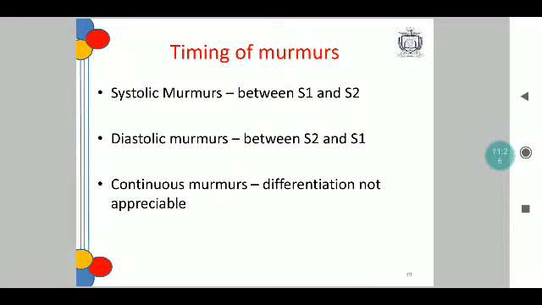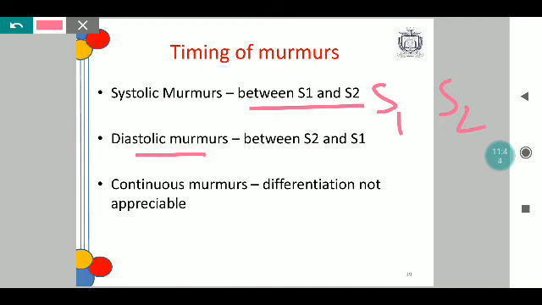So with that, we move on to the timing of murmurs. In simple terms, a systolic murmur occurs between S1 and S2. So S1 is the start of systole, S2 is the end of systole. So any murmur between S1 and S2 is a systolic murmur. If you consider a diastolic murmur, it is between S2 and S1.